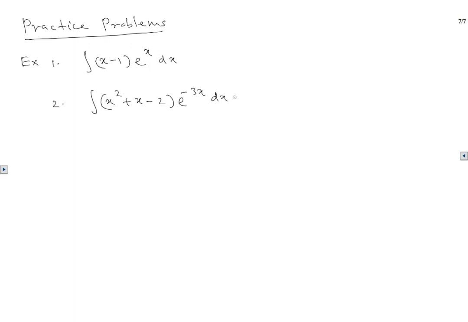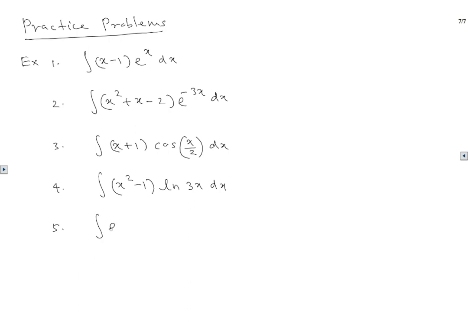Just imagine if you want to use a regular method for this one. Number 3, let's say x plus 1 times cosine of x over 2. Be careful, we have fractions now. But since we have the shortcut formula for integrating cosine kx, we can do this. And number 4, we have x squared minus 1 times ln 3x dx. And number 5, we have e to the, let's say, 1 minus x, times cosine of x over 4 dx.